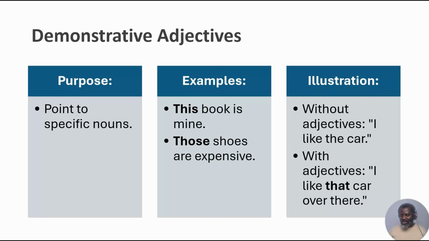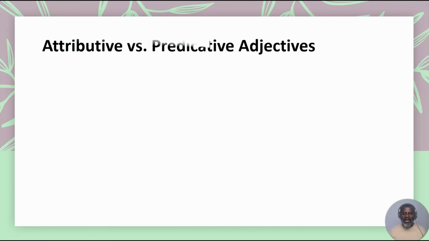As an illustration, we can have a sentence without adjectives like, I like the car. We don't know which car at this point and how far it is from the speaker, but when they say, I like that car, then we know we are pointing to that particular car, or to the car that's not where we are.